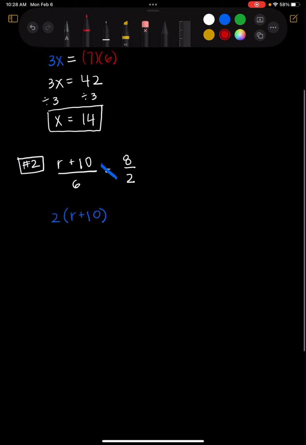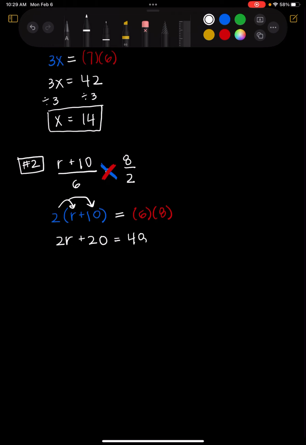Then we're going to do the bottom of the first fraction times the top of the second fraction, which is 6 times 8. I'm just going to write it as 6 times 8 so we remember where it came from. And then, like we said, when we cross multiply, the fractions disappear, so I can just set these two things equal to each other. And now we can simplify and solve. So the first thing, we're going to simplify the left side by distributing the 2 inside the set of parentheses. So 2 times r gives me 2r, and then 2 times 10 gives me 20, so I can say plus 20. And then on the right side, we have 6 times 8, which is 48.